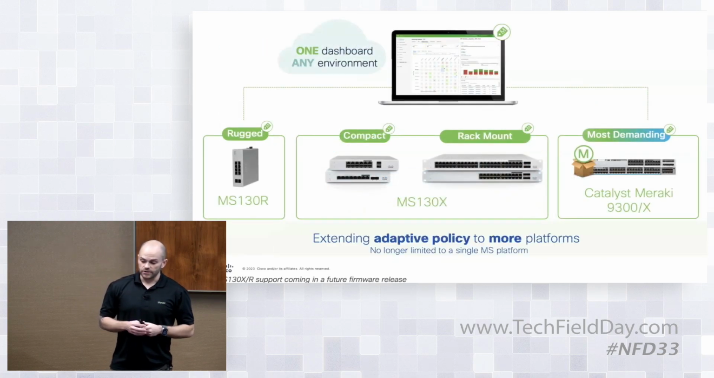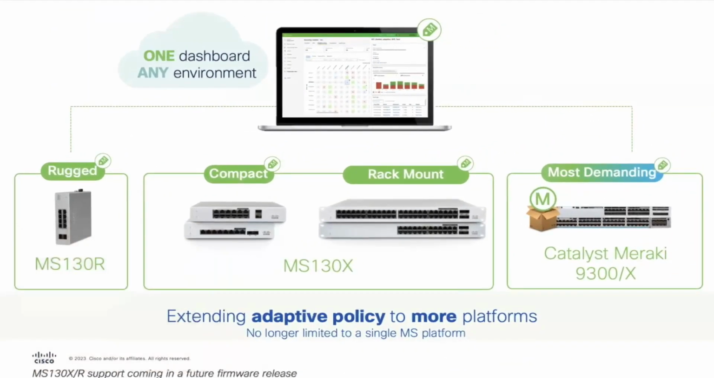And since we've introduced the 130 X and R models, we are expanding support for adaptive policy down to these compact switches. It's not going to be at launch, so if you get your hands on a switch somewhere, you won't have it immediately, but we are looking at getting this out the door, hopefully in our next software release, which is coming anytime now, hopefully. But not only are we able to support things from a compact and ruggedized perspective, all the way up to that 9300 model that Brennan was going into detail about.